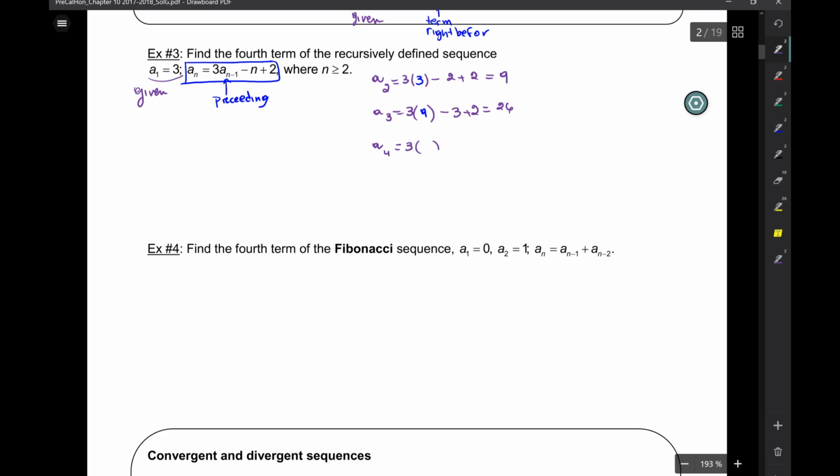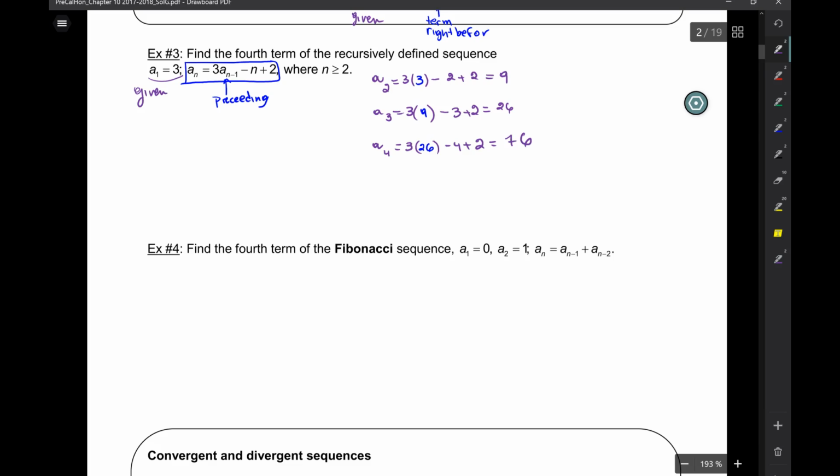So it's 3 times what? 26, minus 4. And how much is that? 3 times 20 is 60, 78. Minus 2 is 76, right?